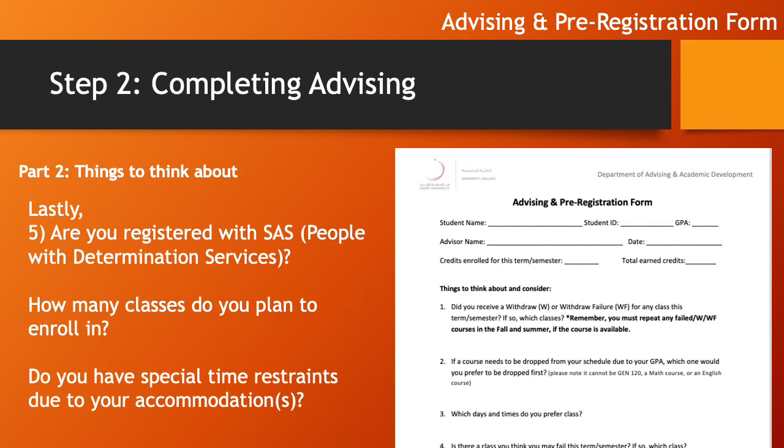And lastly, question 5 asks if you are a student registered with SAS or Student Accessibility Services. This is a department on campus that helps students that have a wide range of disabilities or learning challenges. If you are registered with SAS, how many courses do you plan to enroll in? And what special time restraints do you have due to your accommodations such as medical appointments and physical therapy?